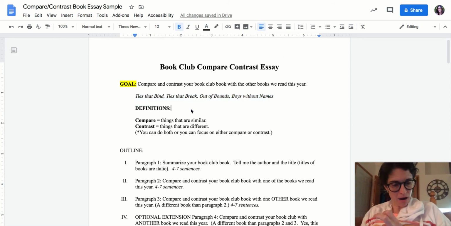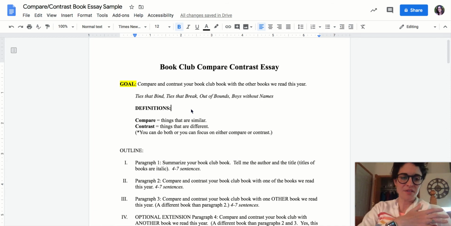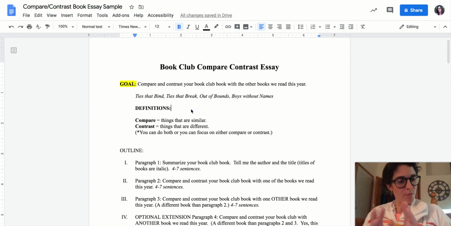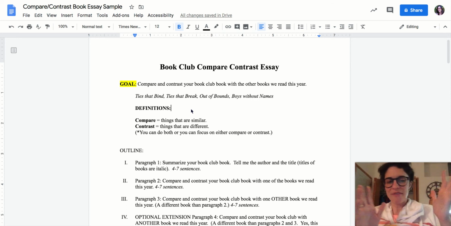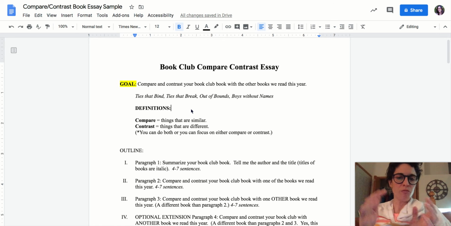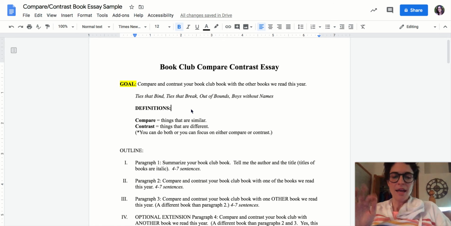Quick definition. To compare is to point out the ways two things are similar, or that's generally how it's used. And to contrast is to point out differences. Compare: these have a lot in common. Contrast: these are the differences. You can do both. You don't have to do one or the other, and you don't have to have an even balance of both. If you want to skew more towards similarities, that's great. If you want to talk more about differences, that's great too, as long as you are really focusing in on the books and giving evidence.